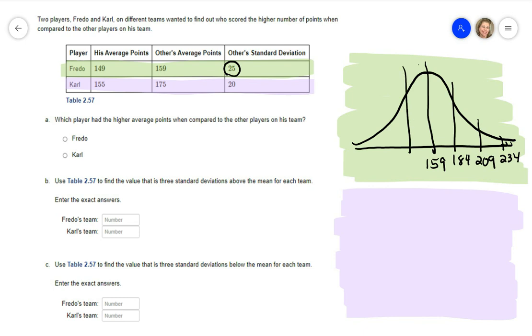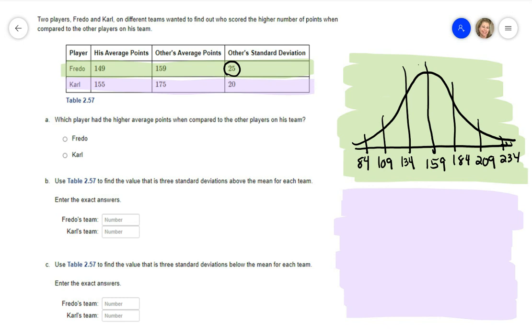Then I'm going to go 1, 2, 3 below the mean. This time I'm going to subtract 25. So 159 minus 25 is 134. That is 1 standard deviation below the mean. Subtract another 25 and you get 109. That would be 2 standard deviations. And subtract 25 one more time and that's at 84.